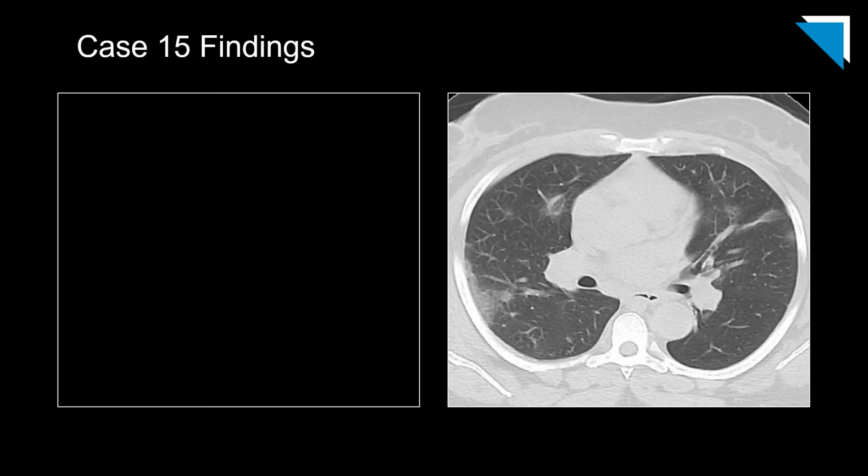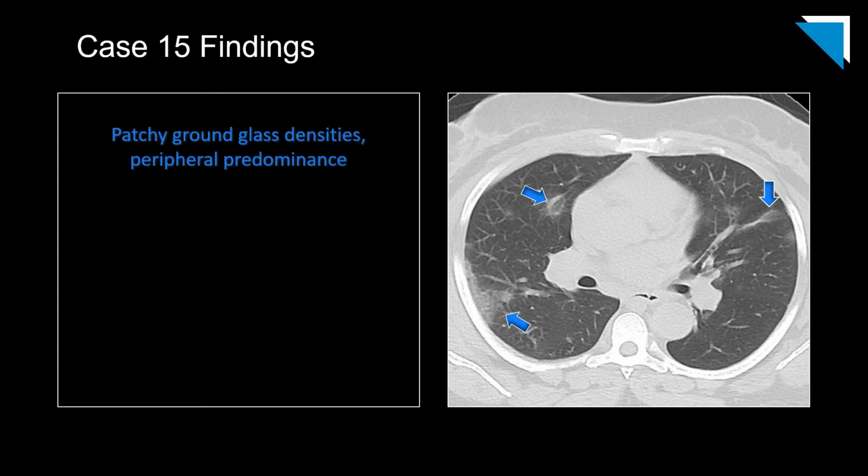This case is more representative of what we're typically seeing in the early stages of COVID-19 pneumonia. We have peripheral ground glass densities, with areas of interstitial thickening or so-called crazy paving.